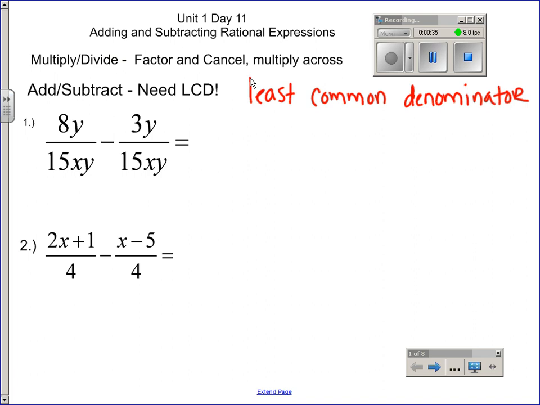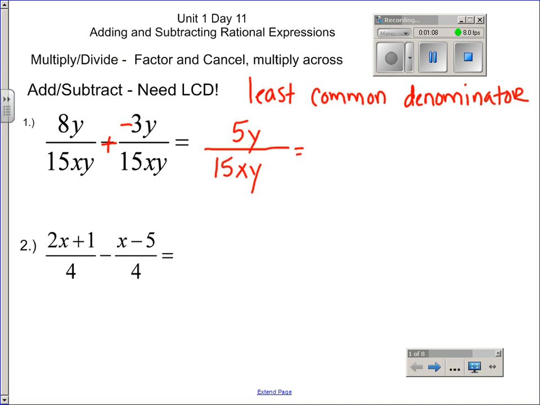So if you look at number 1, our denominators are 15xy and 15xy. They are common, so that's exactly what we need, so we're just going to bring it over. We're not going to add or subtract the bottoms. Whatever the common denominator comes over. So now we can just do the indicated operation with the top. So subtraction, we change to addition and change the signs after. So 8y plus negative 3 is 5y.